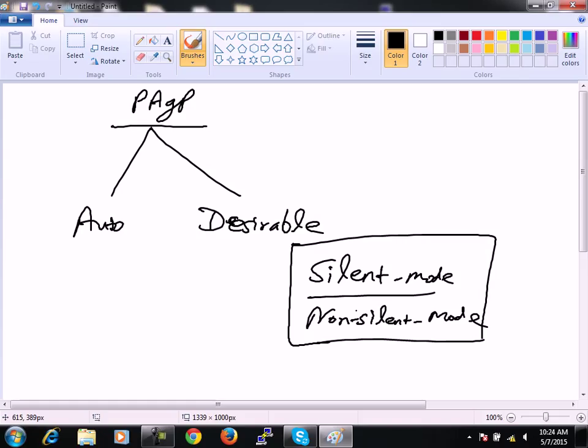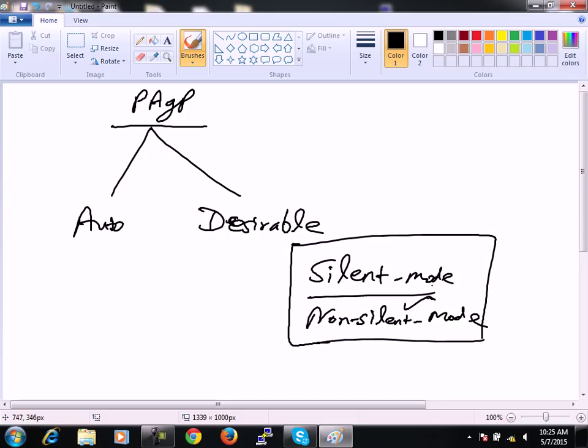Non-silent mode when other devices can't be detected. Okay. Silent mode means silent mode will never check the bidirectional connectivity. Mm-hmm. And the non-silent will check the bidirectional connectivity. Duplex. Not duplex actually, it's not duplex. Okay, is there anyone else who can explain the differences between silent mode and non-silent mode?